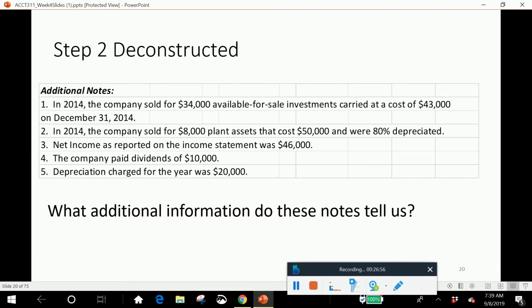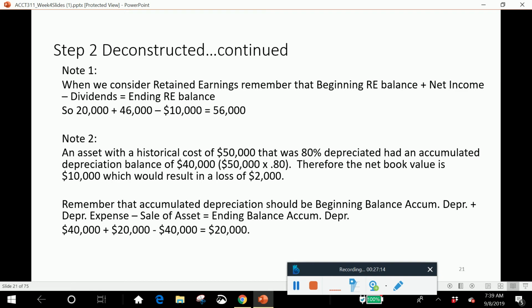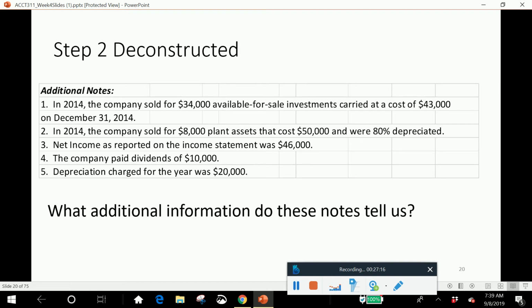Okay, I mentioned that there are some additional notes, so this information is going to be helpful for us because it's going to help us distinguish or determine why some of the balances changed and whether or not there were any non-cash items that we need to consider. So let's first take a look at note 1.